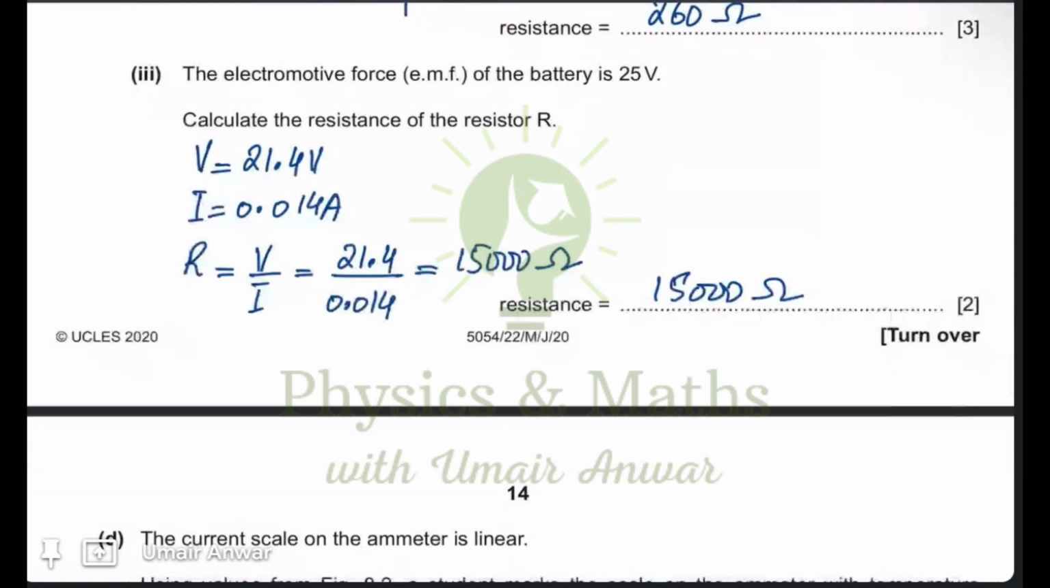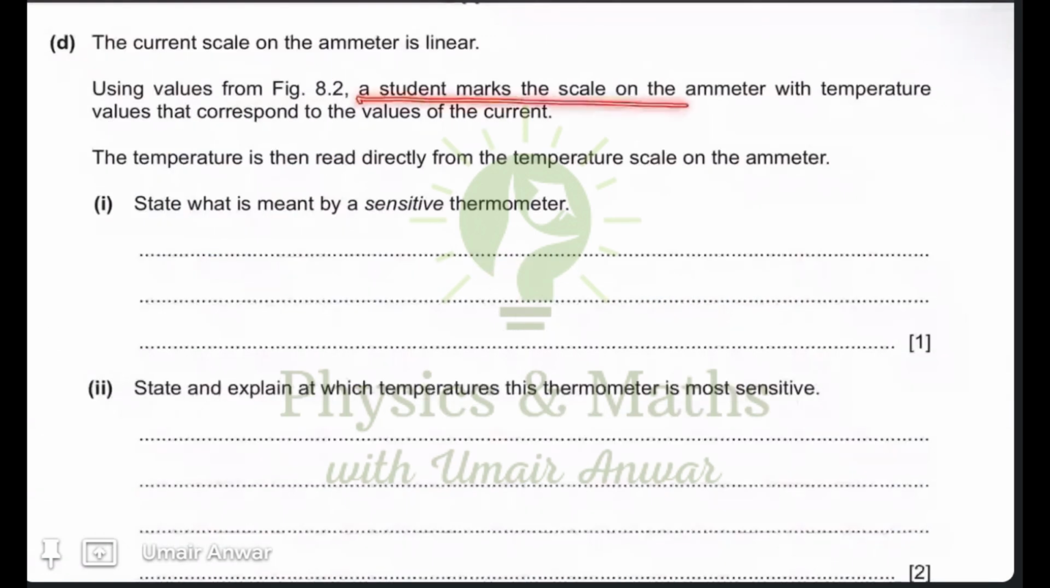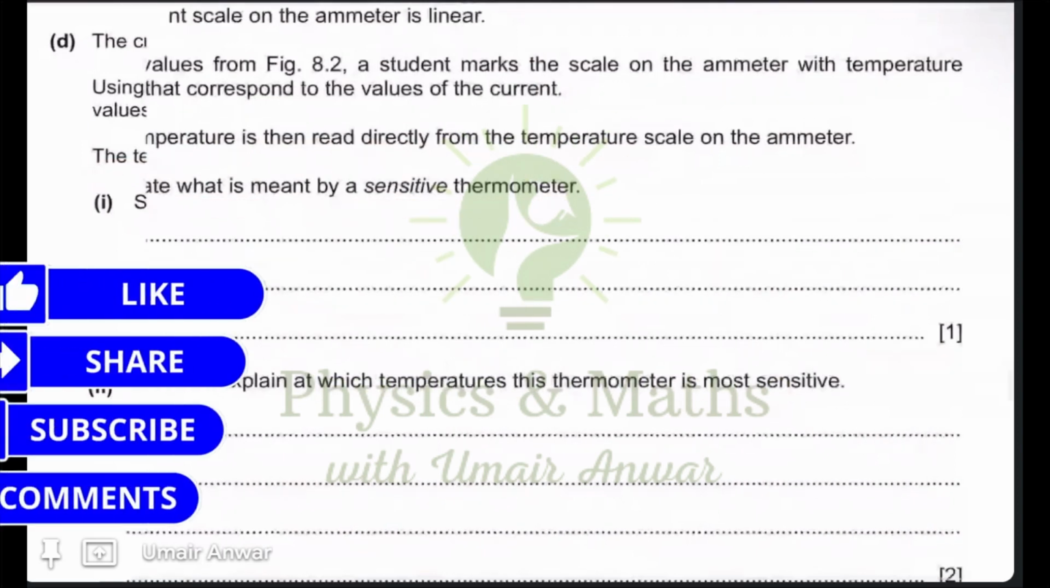The current scale on the ammeter is linear. Using values from figure 8.2, a student marks the scale on the ammeter with temperature values that correspond to the values of the current. The temperature is then read directly from the thermometer scale on the ammeter. State what is meant by a sensitive thermometer.